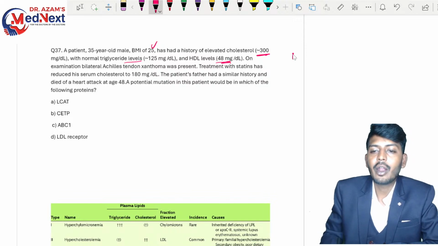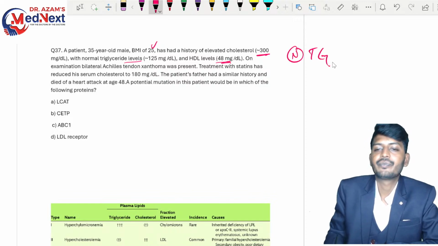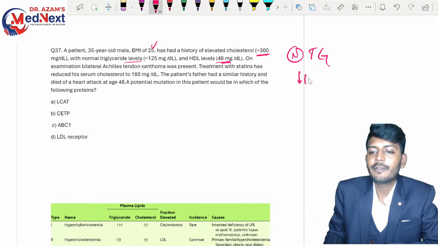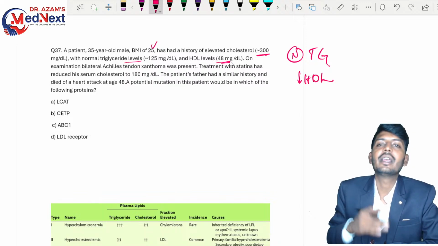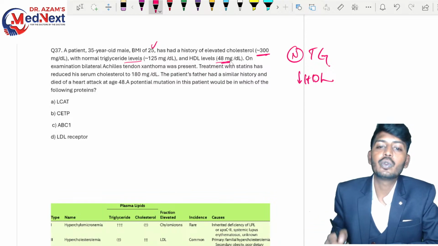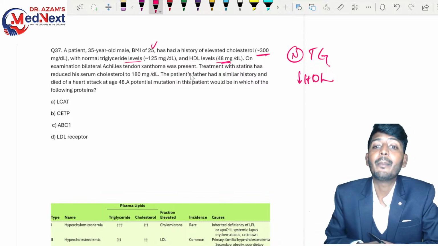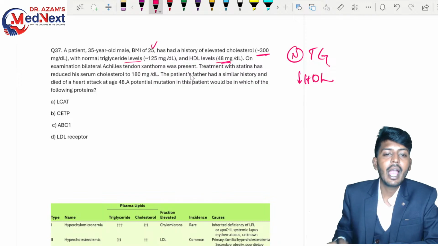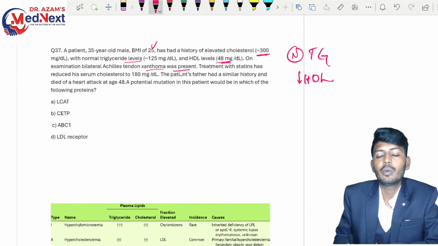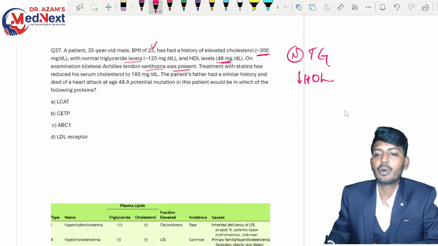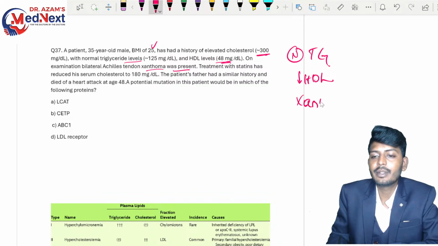So remember, normal triglycerides, and also decrease of HDL. Normal HDL is above and equal to 60. On bilateral examination, in the Achilles tendon, a xanthoma was present. Okay, xanthoma means what is that?